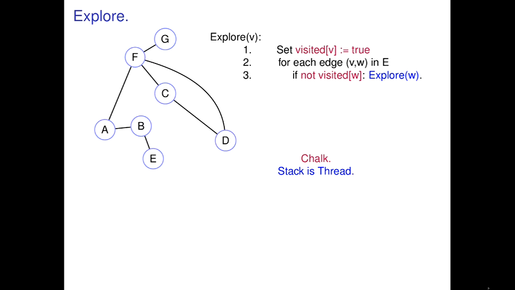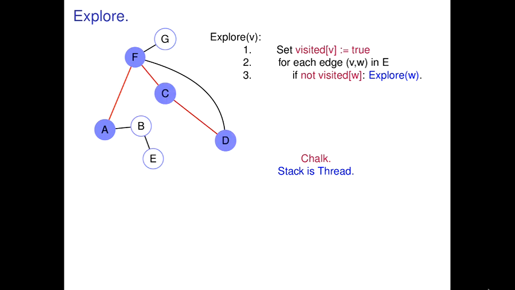And now for every edge that has that vertex as one of the endpoints, you explore the neighbor if it's not been visited. If there's no chalk, it's not visited, so you go explore that neighbor. That's what we're doing. We set A to visited. We start with exploring A. The chalk is red. Okay, so now I mark it, and I go this direction.